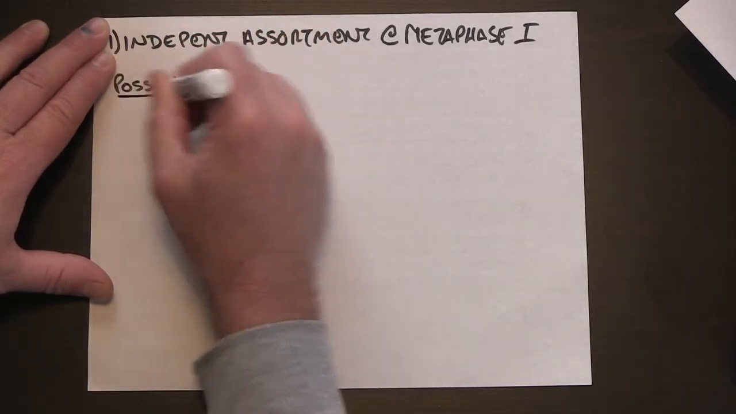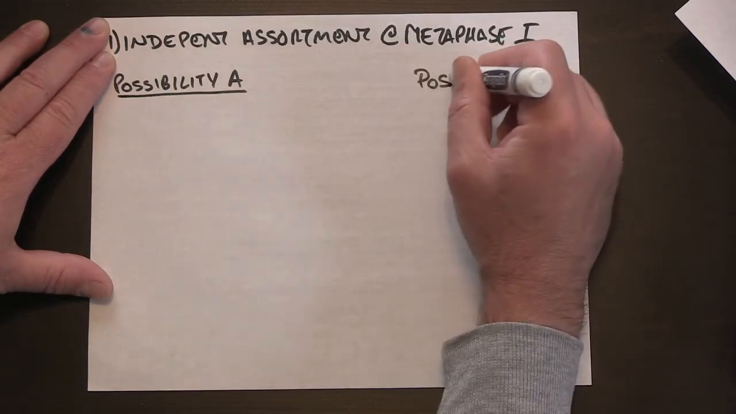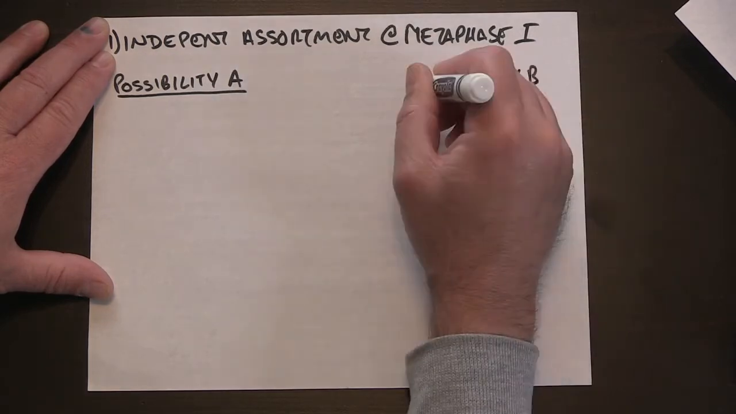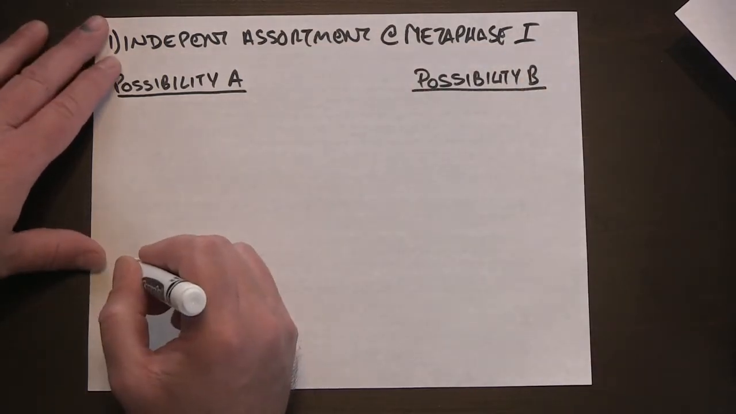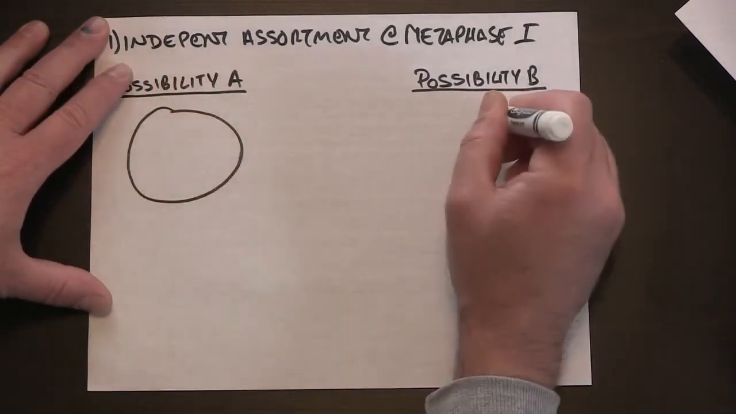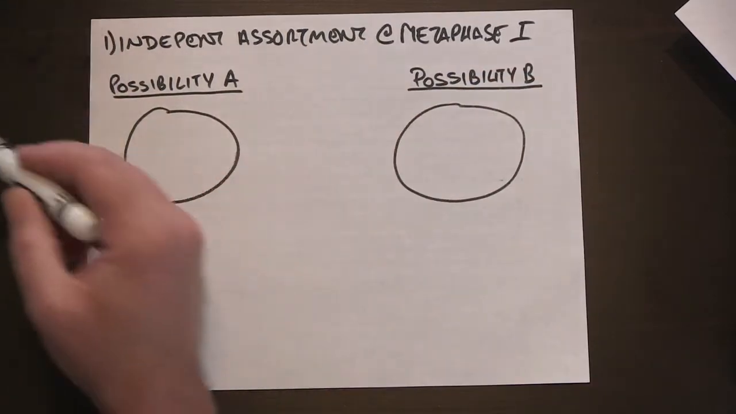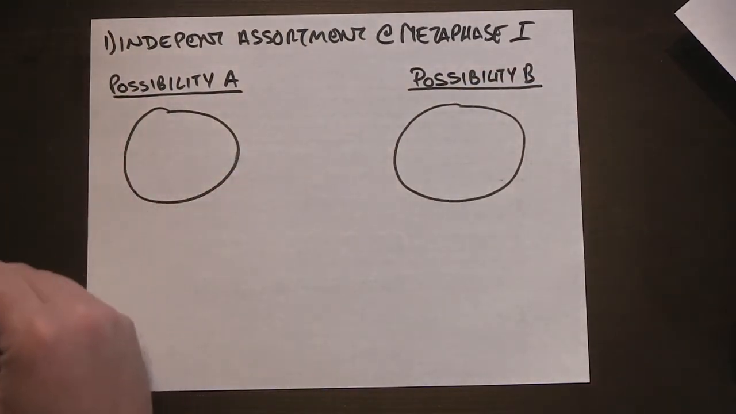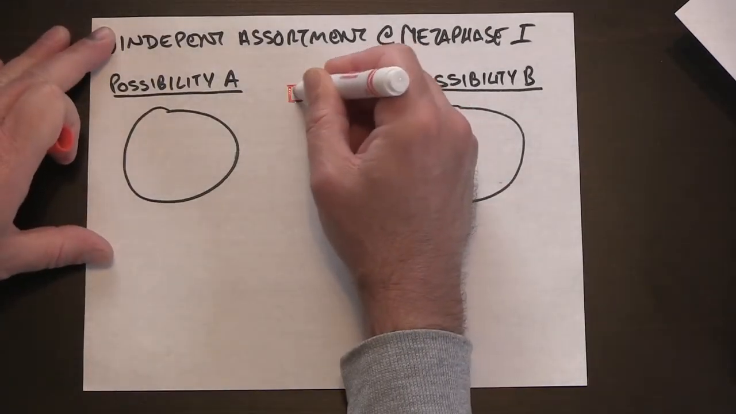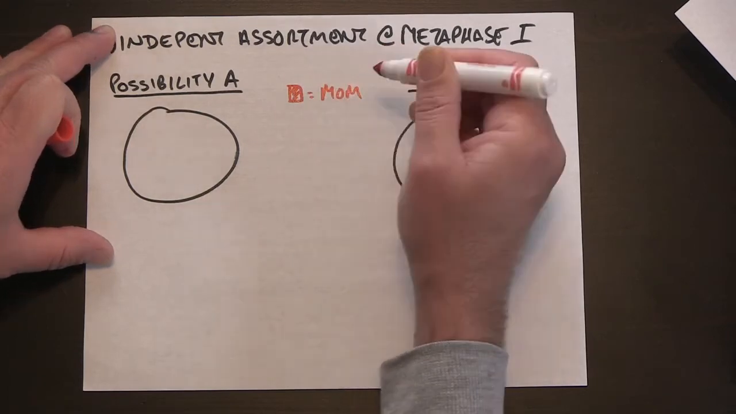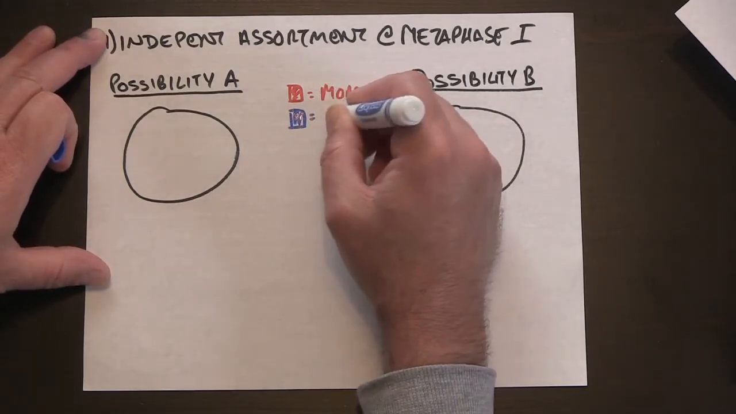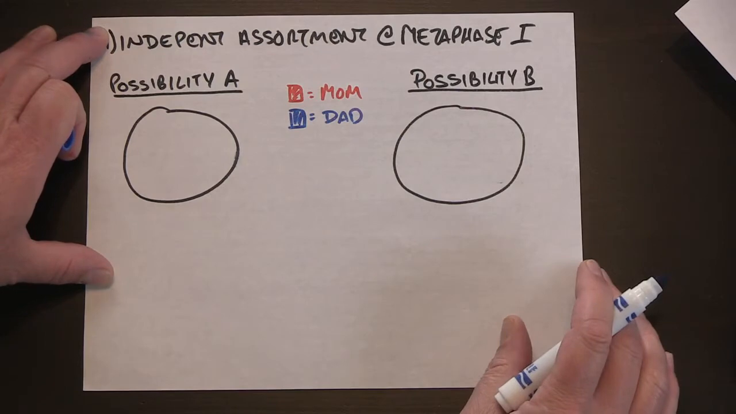To simplify this, we're just going to look at 2 sets of homologous chromosomes. So let's make the red chromosomes the ones you get from your mom, and the blue ones the chromosomes that you get from your dad.